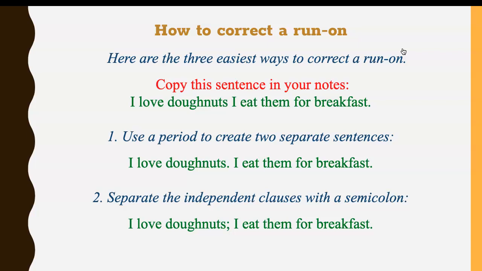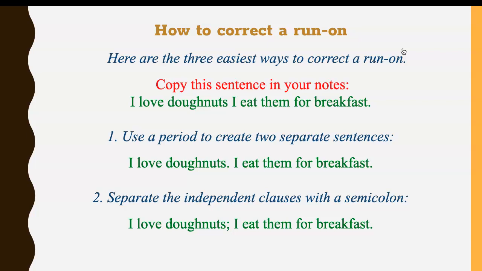The first way is to use a period to create two separate sentences. So for example, this might look like, I love donuts, period. I eat them for breakfast, period. Run-on sentence fixed, you've still gotten your point across and had to do little work. You literally just added a dot. So super easy to do.